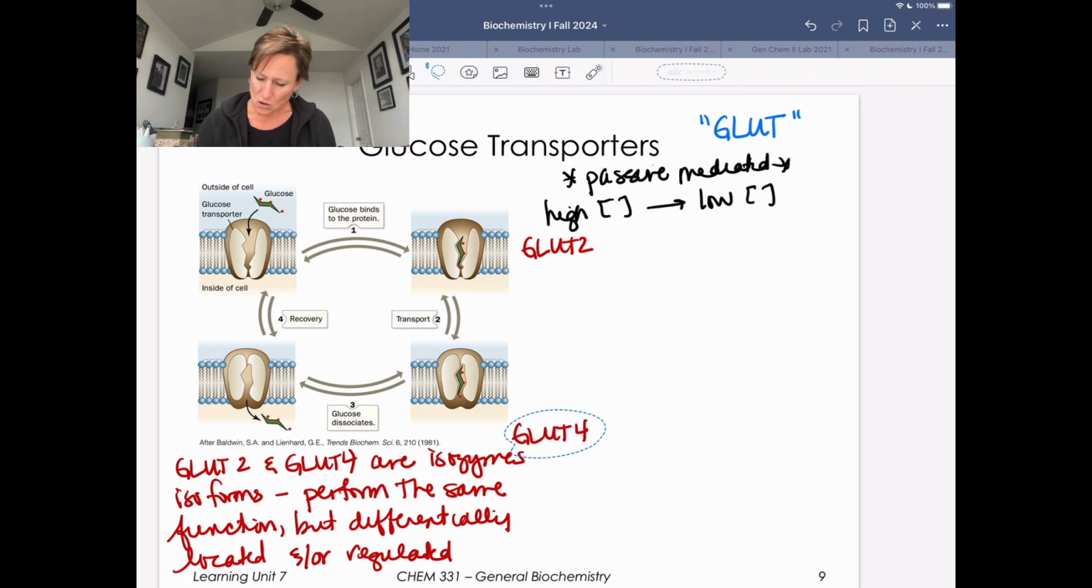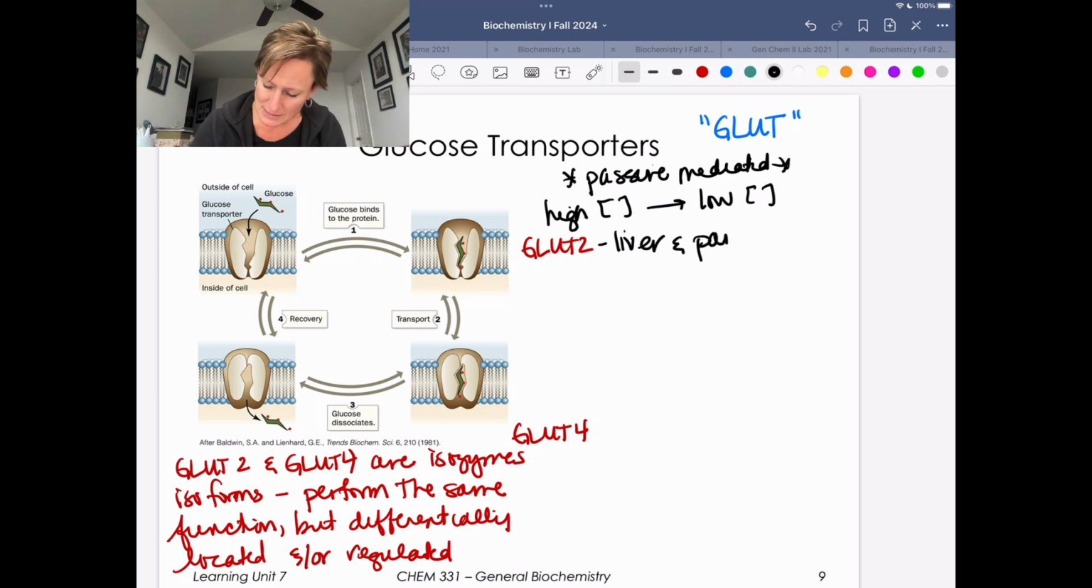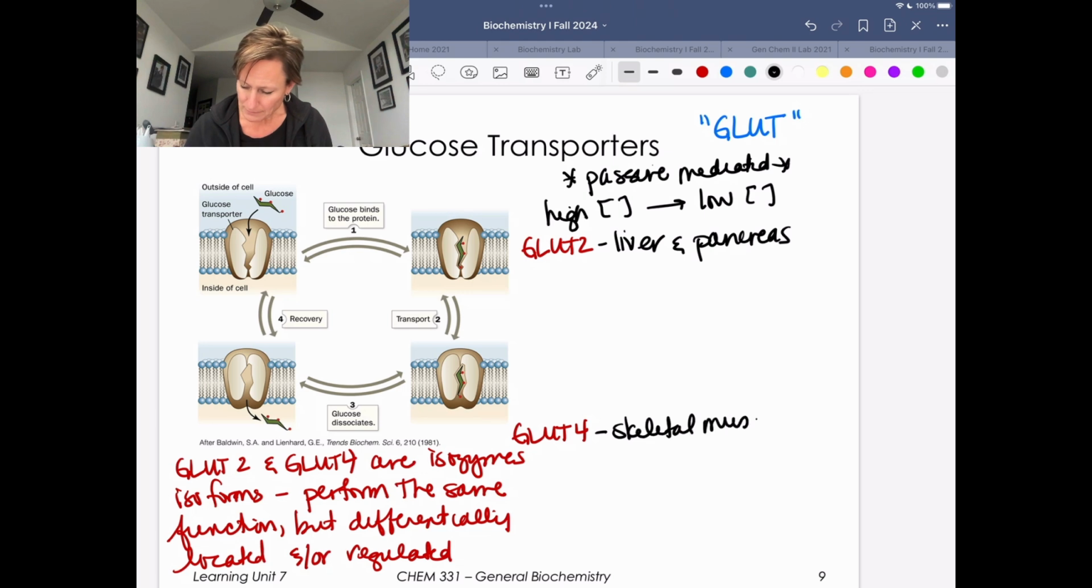Okay, and so I'm going to start with where these are located, right? We said these are isozymes. These are differentially located. GLUT2 is found in your liver and your pancreas, whereas GLUT4 is found in your muscle, skeletal muscle particularly, and adipose tissue.